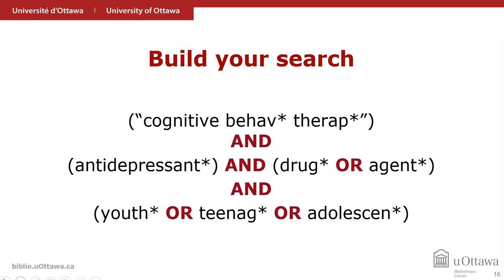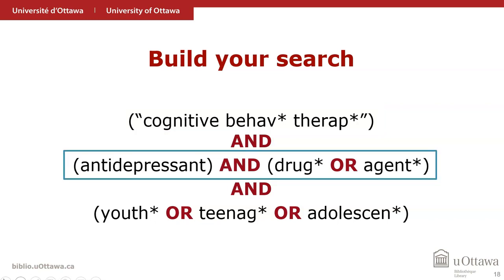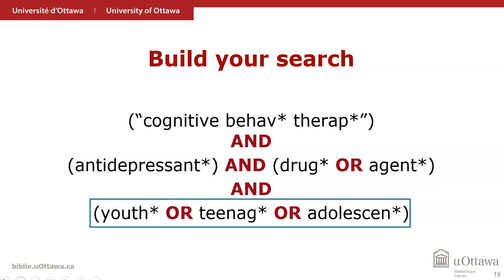Building your search means putting it all together: your keywords, the Boolean operators, and any other search symbols that you would like to use. This search string of characters is the search strategy that you'll type into the search box. In my example, this search strategy will return results about cognitive behavioral therapy with keyword variations and antidepressant drug or antidepressant drugs or antidepressant agent or antidepressant agents and youth or youths, teenager or teenagers or adolescent, adolescents or adolescents.